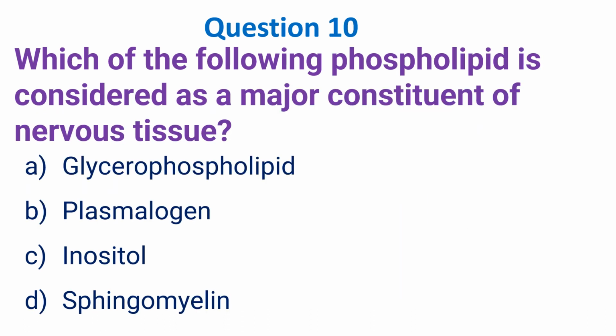Which of the following phospholipids is considered a major constituent of nervous tissue? Options are A. Glycerophospholipid, B. Plasmalogen, C. Inositol, D. Sphingomyelin. The correct option is A. Glycerophospholipids.